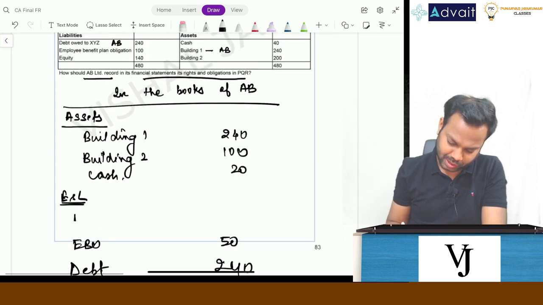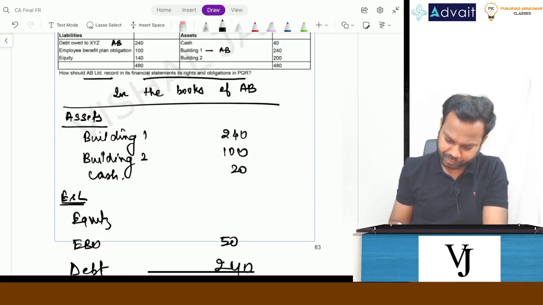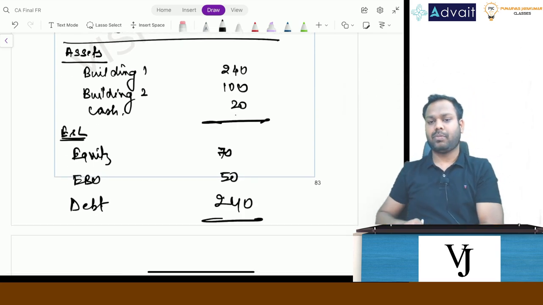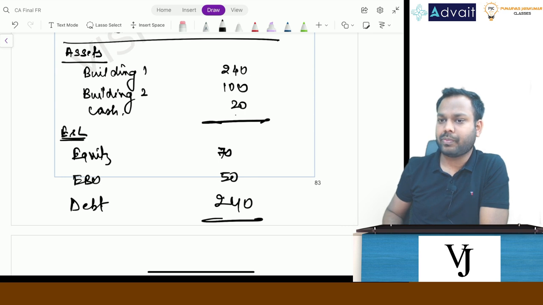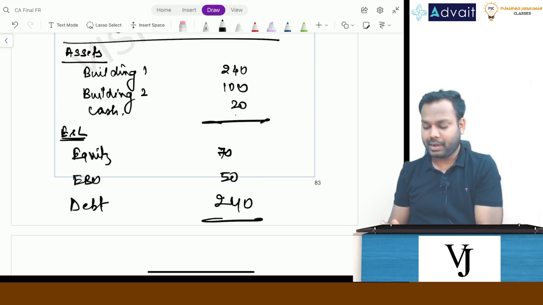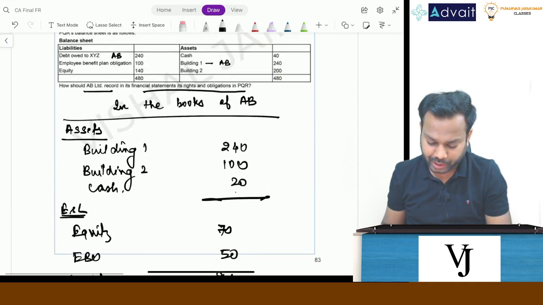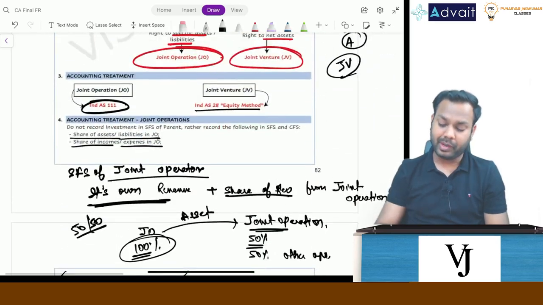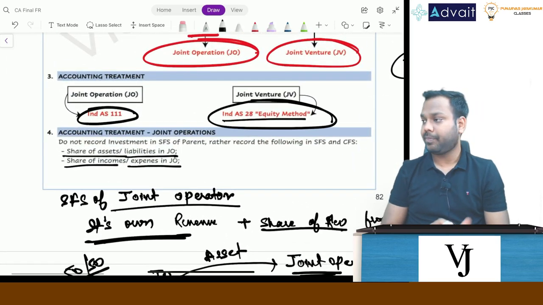Equity is again 50% of 20, so I write 50% of it. So this is how it will be recorded in the books of AB. I believe that is clear to all of you. Come on guys, tell me. So that completes our discussion on joint arrangement and joint operations. The accounting treatment for joint venture will be discussed in Ind AS 28, which we'll discuss now.